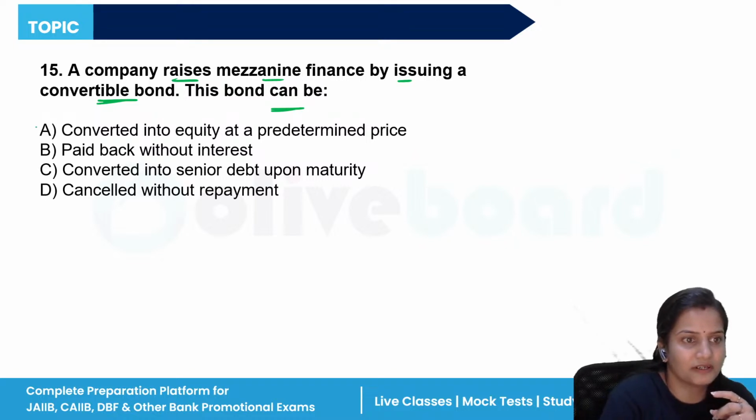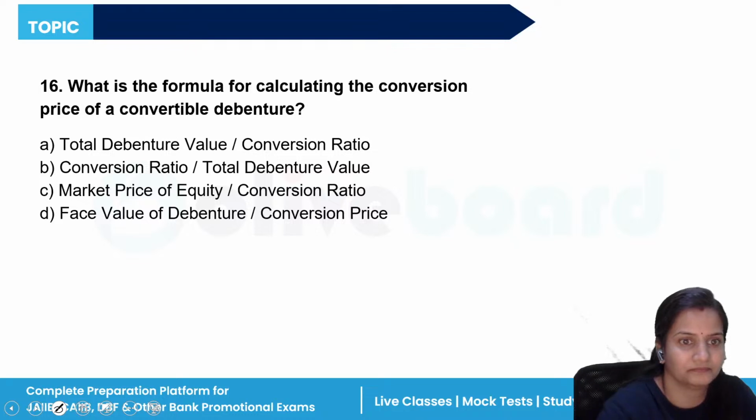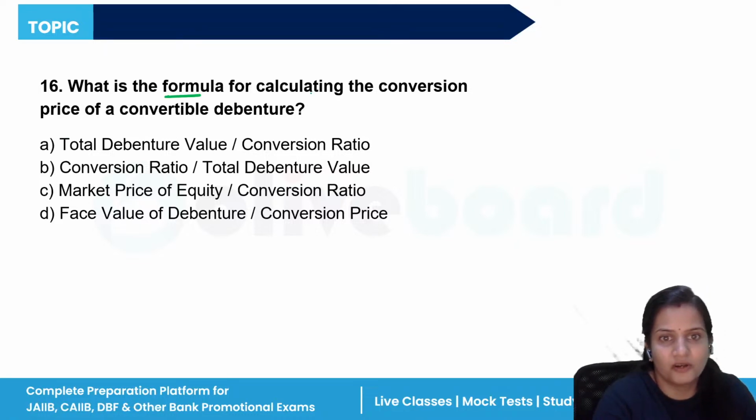Yes, it can be converted into equity at a predetermined price and at a specified time, after 2 years, 3 years, whatever the time may be defined. Now, what is the formula for calculating the conversion price of a convertible debenture?